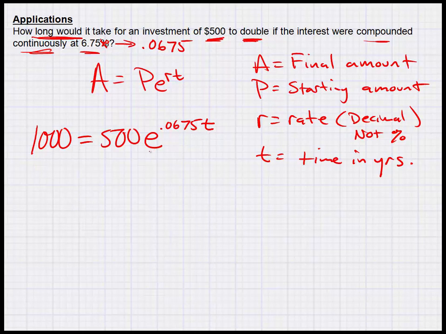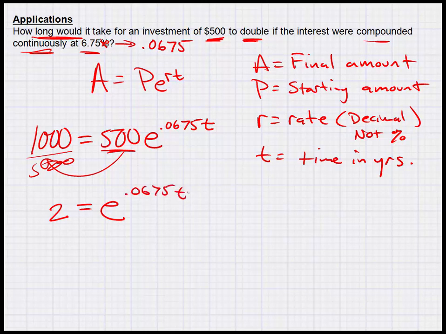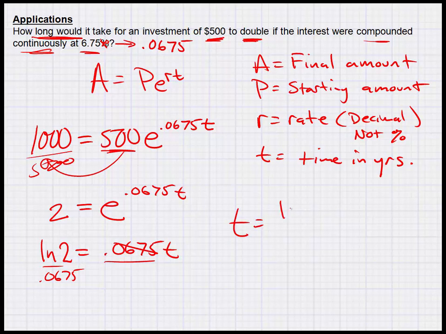T is a variable in the exponent. This is an exponential equation. So I'll isolate the exponential. I gotta get rid of the 500. I'll divide by 500. So if I divide by 500, I want to get 2 equals e to the 0.0675t. Now I got to get rid of the e, so I'll take the natural log. Divide by 0.0675. And I get my t. So t equals the natural log of 2 over 0.0675.